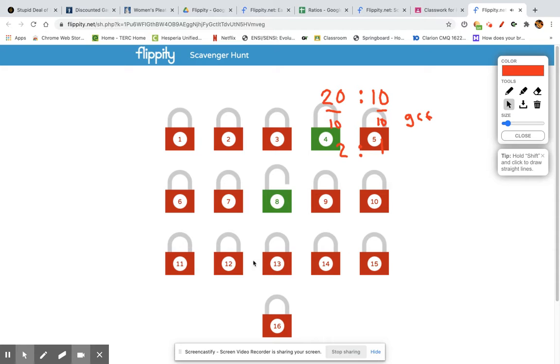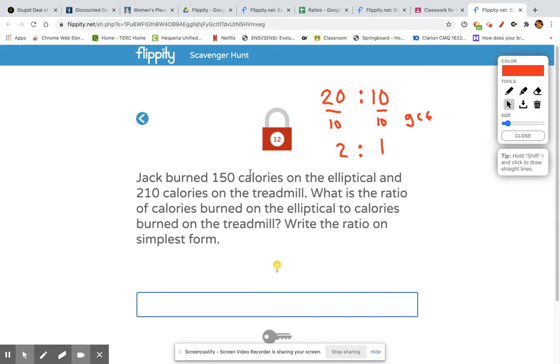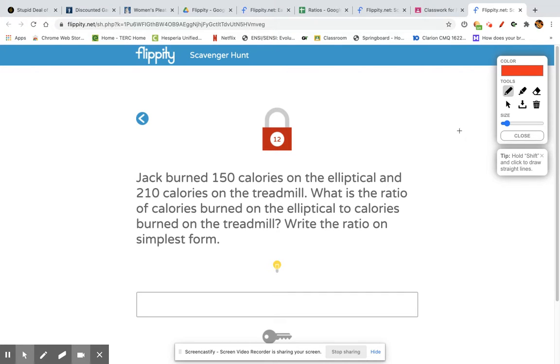All right, let's go ahead and do number 12. All right, so Jack burned 150 calories on the elliptical and 210 calories on the treadmill. What is the ratio of calories burned on... okay, so this is where we need to pay really close attention to what the question is asking. So what is the ratio of calories burned on the elliptical to the calories burned on the treadmill? Okay, so on the elliptical, he burned 150, and on the treadmill, he burned 210.